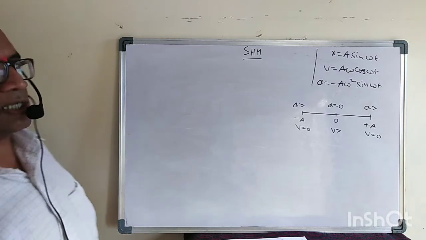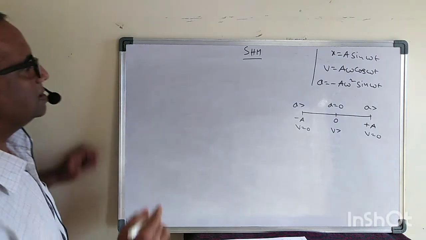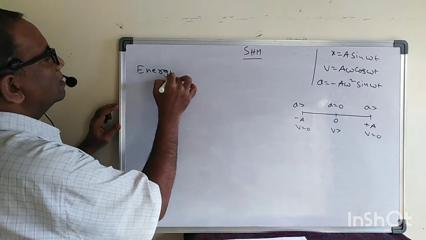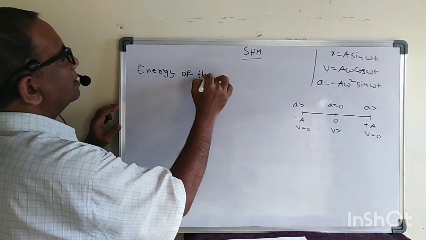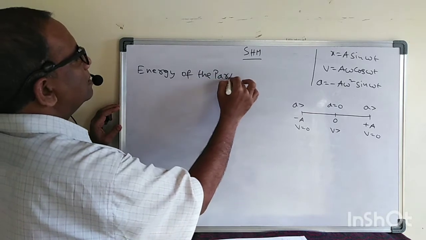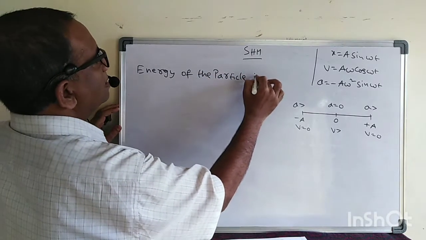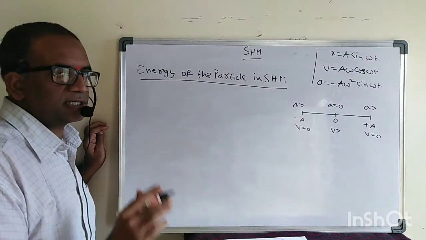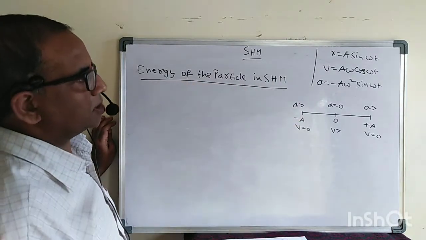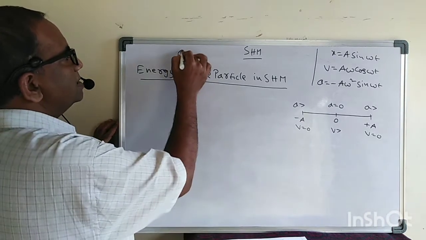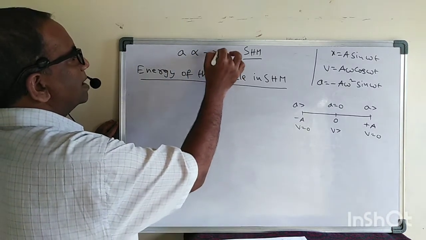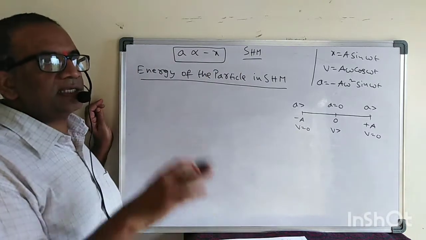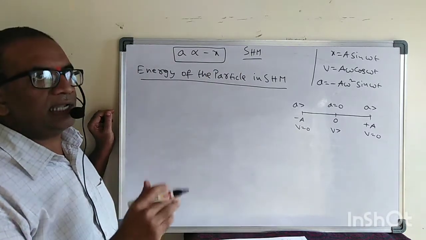In today's class we are going to discuss the energy of the particle in SHM. I think you already know SHM means simple harmonic motion, where the acceleration is directly proportional to minus x. Also remember this is known as linear SHM. Why is it called linear SHM?